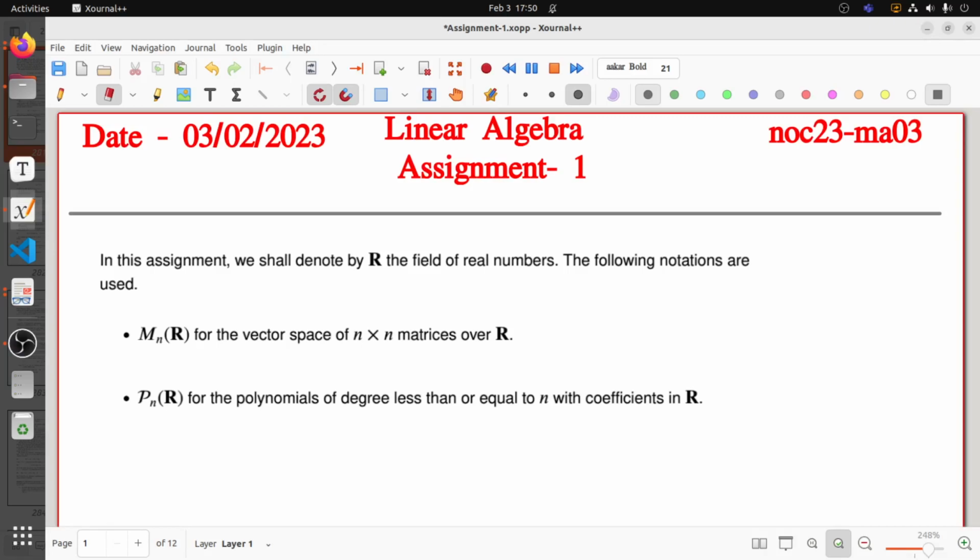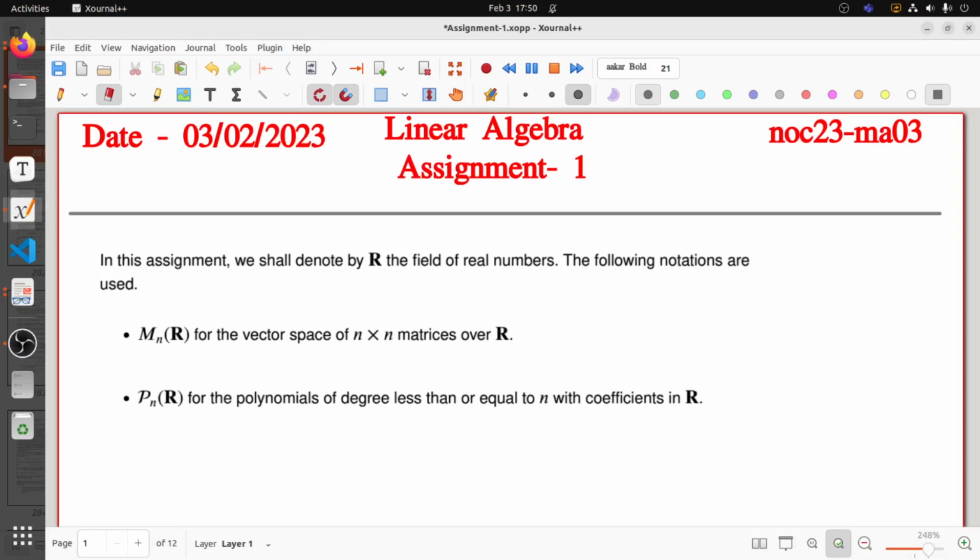So the last one, what is U? U is 1 plus x square. And what is S? S is 1, 1 plus x, 1 plus x square. So if U is in the span of S, then U can be written as a linear combination of these three. So 1 plus x square can be written as A times 1 plus B times 1 plus x plus C times 1 plus x square.